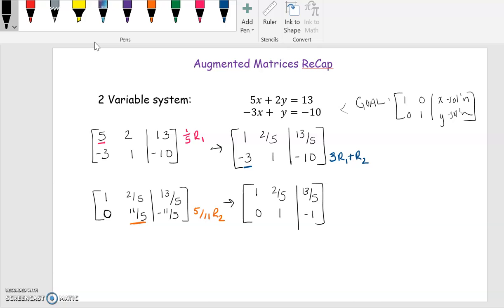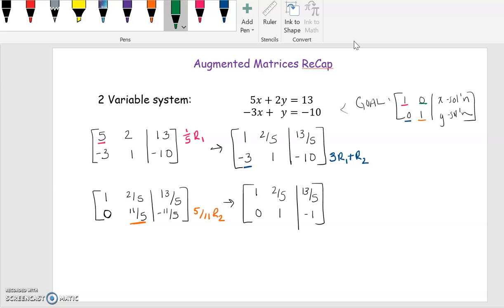Here we go. So now I have 3 pieces of my puzzle done. Notice what our goal was. Go back to your goal up here. Our goal was we wanted a 1 in the top left corner. We achieved that. Then we wanted a 0 in the bottom left corner. We achieved that. And then we wanted a 1 in the bottom right corner. So now all that we have left to do is to get a 0 in the top right.